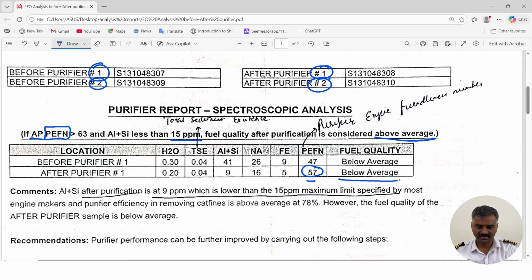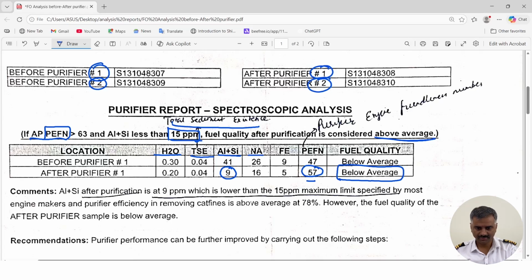That is why the oil analysis is coming as below average in case of engine friendliness number. But your alumina plus silica has reduced to 9, which is below 15 ppm. What is this? This is total sediment. What are sediments? Sediments are hard particles or the sludge that is present in the oil. Total sediment existing, TSE.